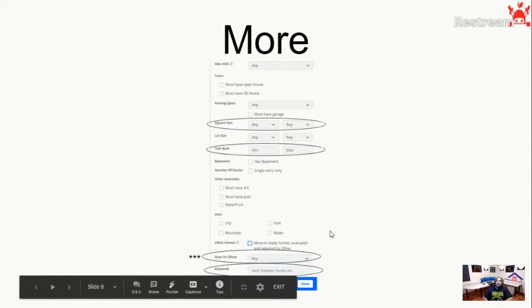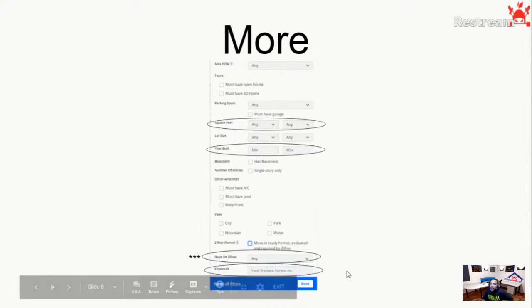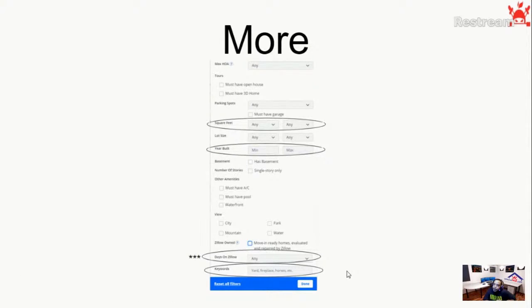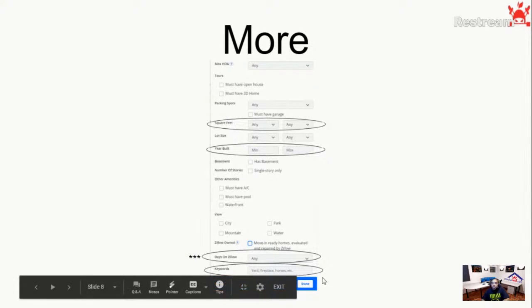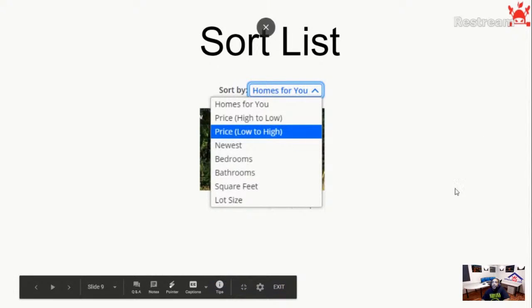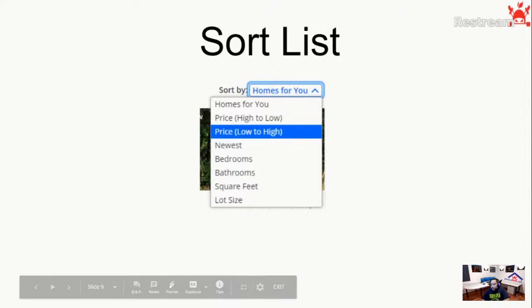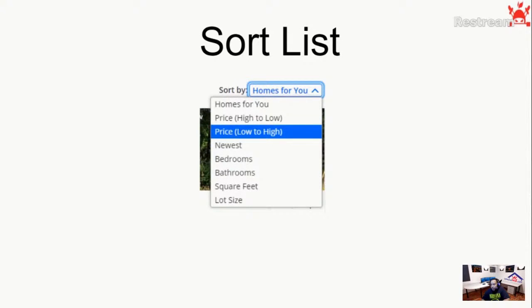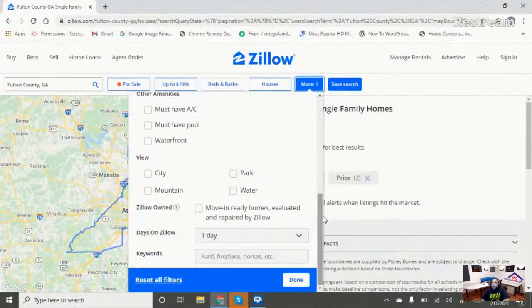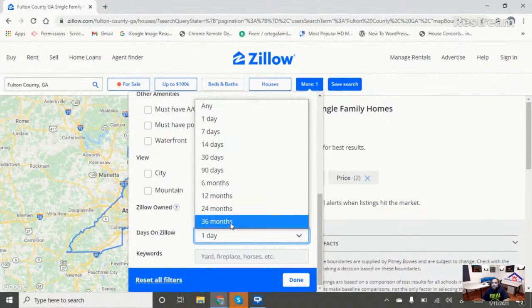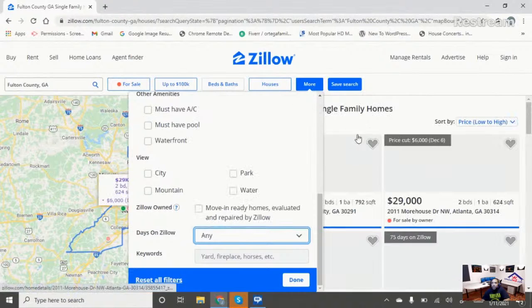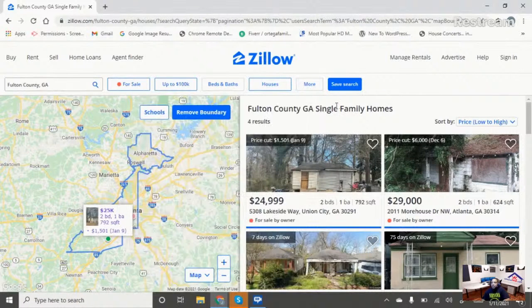And then the last one is the keywords. Now this is where you would choose if you want houses with a pool or houses with a fireplace, which again, will narrow down your search a lot. So I would just leave that blank. All right. And the next step is, now that you have that, let me fix this and just make it any right here so I can give you some examples.